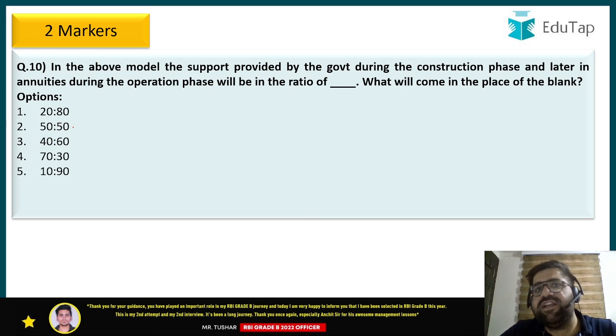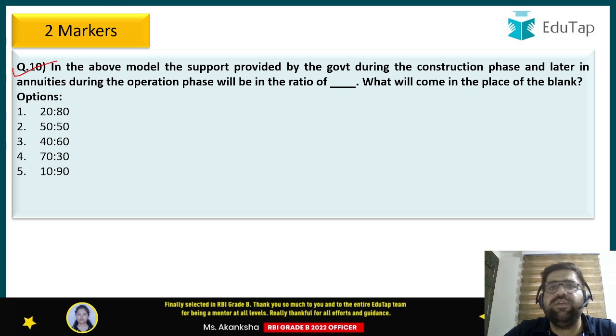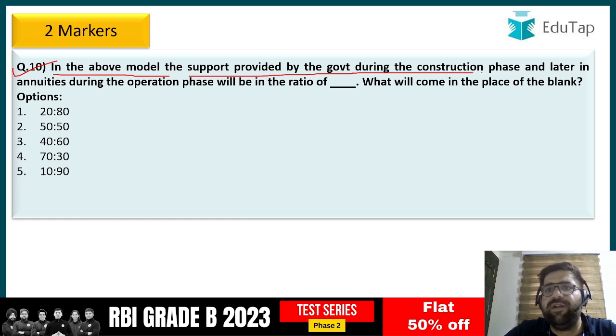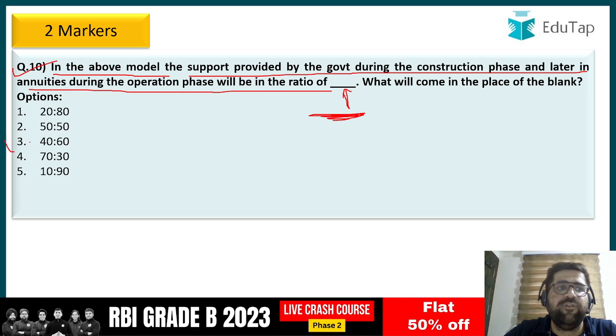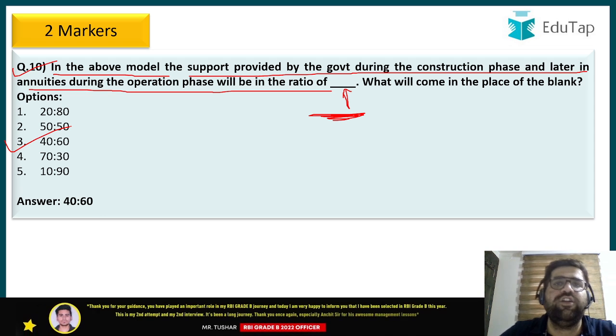Now, if you have studied the Hybrid Annuity Model, then you could have solved this question as well. This particular question says, in the above model, the support provided by the government during the construction phase, later in annuities during the operation phase, will be in the ratio of what? So they have asked you the ratio. The correct ratio will be 40:60. Basically, the government will not give 100% of the money in one go. Government will give first 40% and then they will give the rest 60% after the operation phase.